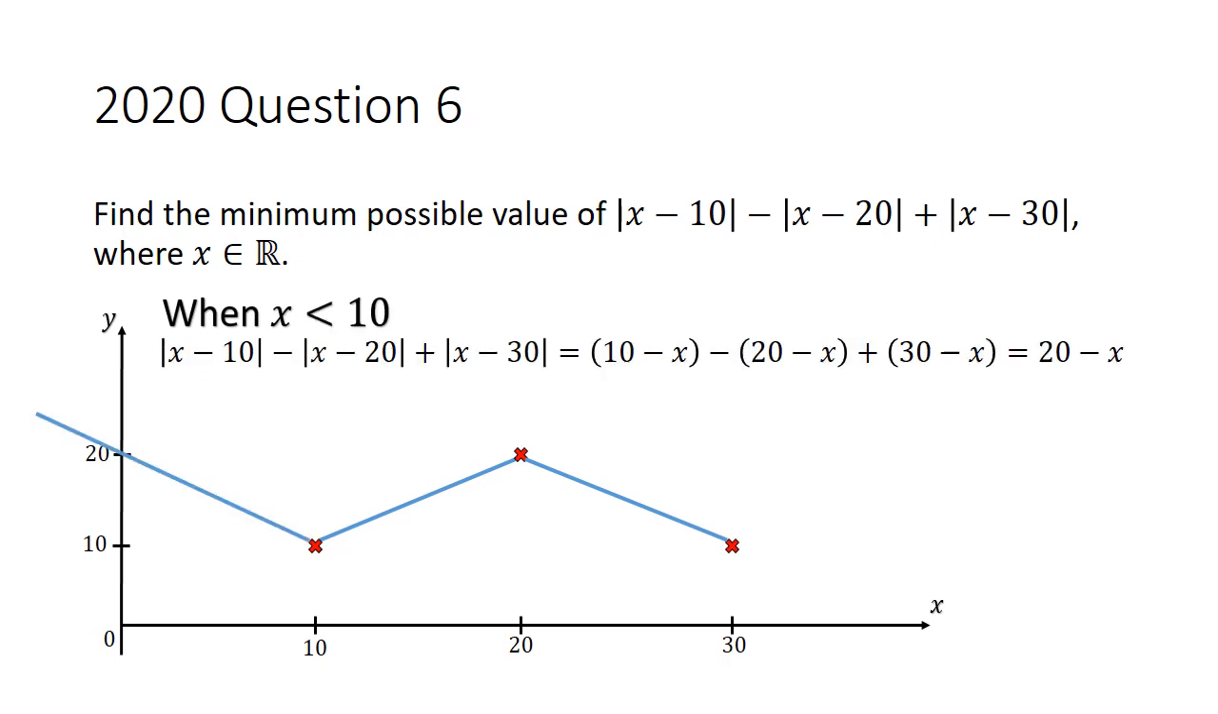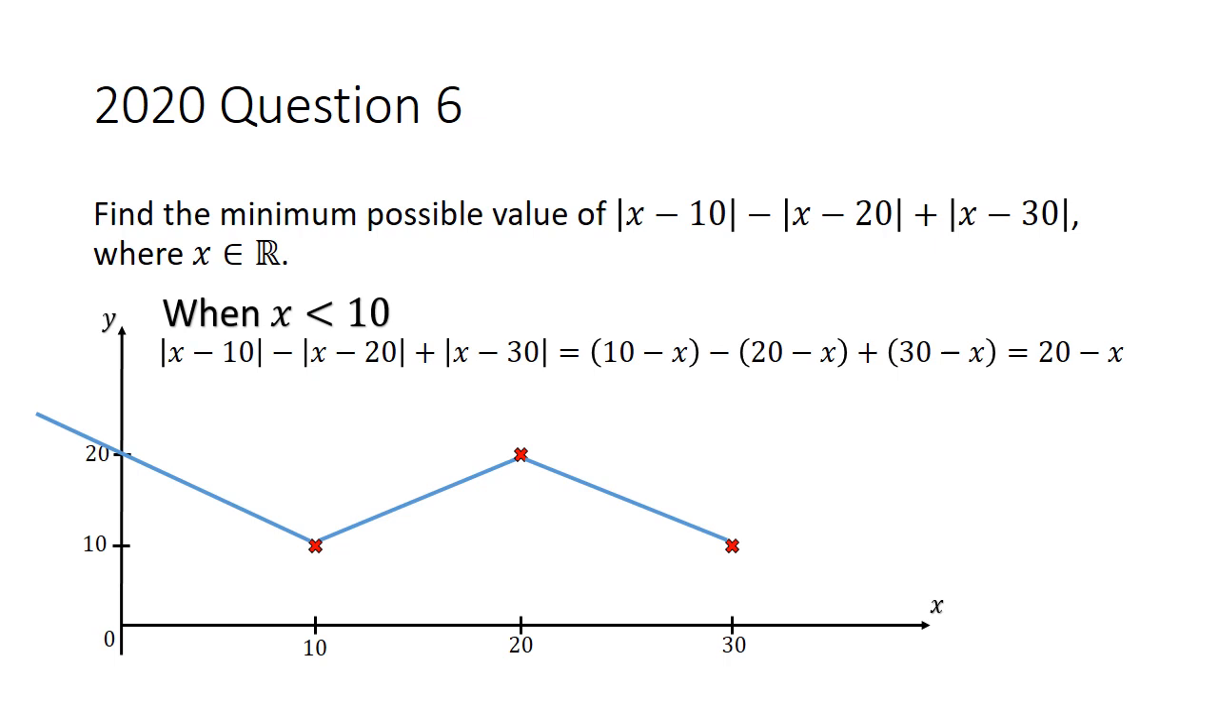And next, we have to consider x less than 10. When x is less than 10, the modulus of x minus 10 will be a negative number. So we have to flip it into negative of x minus 10. So negative x minus negative 10 is 10 minus x. Minus modulus of x minus 20. X minus 20 will also be negative, so that needs to be flipped as well. It becomes 20 minus x. X minus 30 will also be negative. It will become 30 minus x. If I simplify this, it will give me 20 minus x. So it will give me a blue line as shown on the left side of the graph.